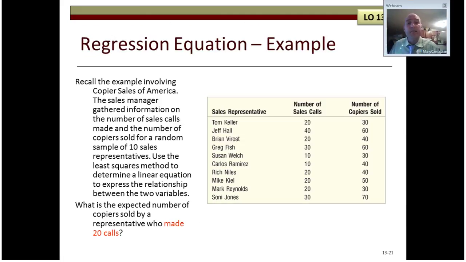So we come back to this example talking about the number of sales calls and the number of copiers sold. We want to make a prediction. If someone makes 20 calls, how many sales do we think they're going to make? We look at this data right off the bat. We say, well, Tom Keller made 20 calls. He sold 30. I expect 30 copiers to be sold. Not so fast, my friend.